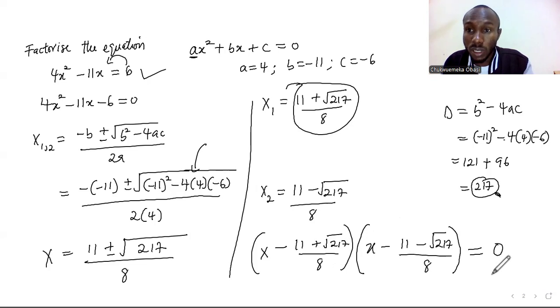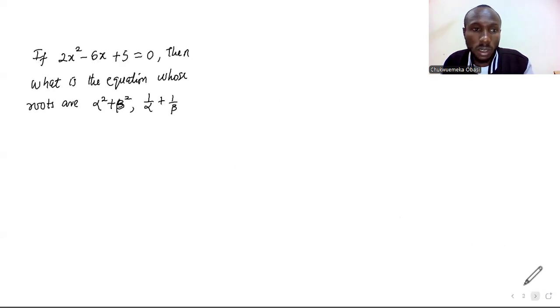All right, let's go to the next question. Question number 3. Now, this one says, if 2x squared minus 6x plus 5 equals 0, then what is the equation whose roots are alpha squared plus beta squared and 1 over alpha plus 1 over beta? Now remember, we're already given a quadratic equation, and we want to form another quadratic equation that has these roots.